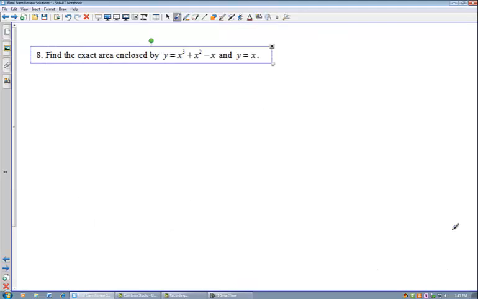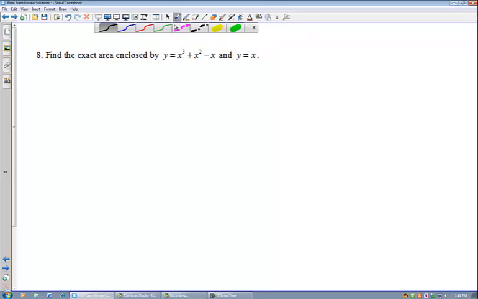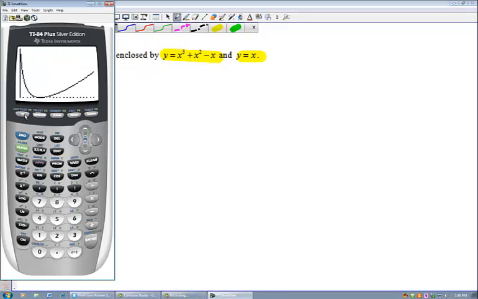So the next problem is we want to find the exact area enclosed by these 2 curves. The two curves are y equals x cubed plus x squared minus x, and y equals x. First, I would really like to see what these two curves look like. And of course, you can put them into your calculator. So you can hit y equals and put these things in. So x raised to the 3 plus x raised to the 2 minus x. And then y2 is just x.